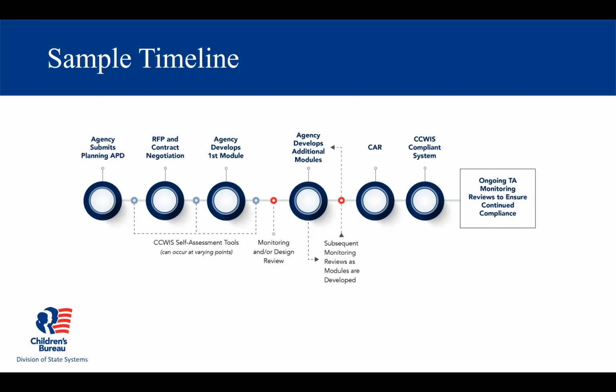The red dots there for monitoring and design reviews and subsequent monitoring reviews are meant to be iterative and can happen more than once. Perhaps the first module is a good point, but there are other opportunities as well once a system is being built. This is all followed by a formal CAR, and hopefully the goal is a CCWIS compliant system. And then we'll continue to do ongoing monitoring reviews as new program requirements are released and technology improves, just to ensure continued compliance.